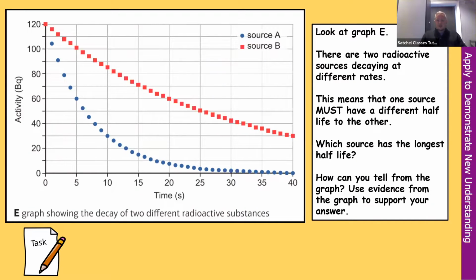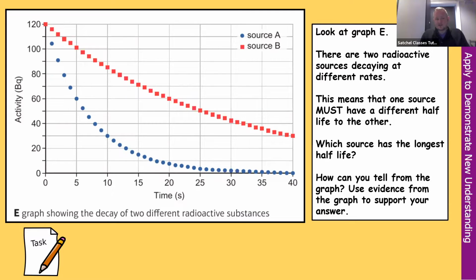So if we take a look at a graph like this, there are 2 radioactive sources decaying at different rates. This means that one source must have a different half-life to the other. Source A is represented by the blue dots, source B by the red squares. The question here is which source has the longest half-life, and how can you tell from the graph? Nine times out of 10, this is the kind of question that comes up in an exam where they say to you, use evidence from the graph to support your answer.